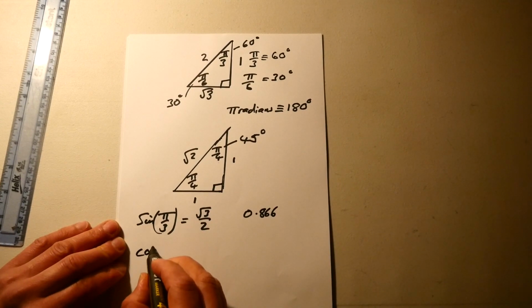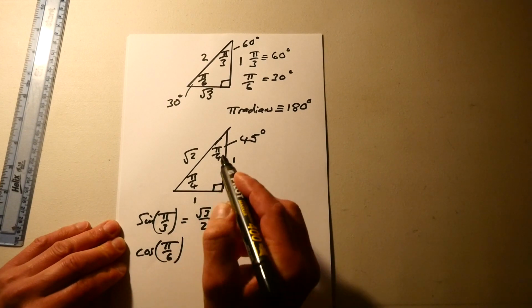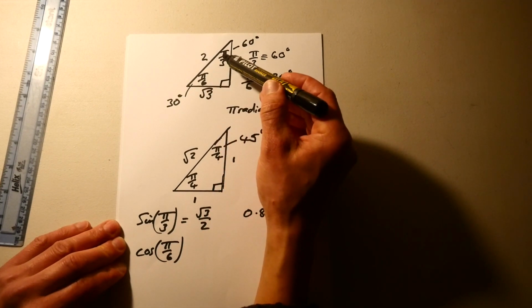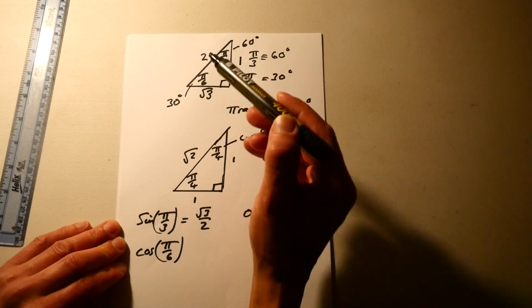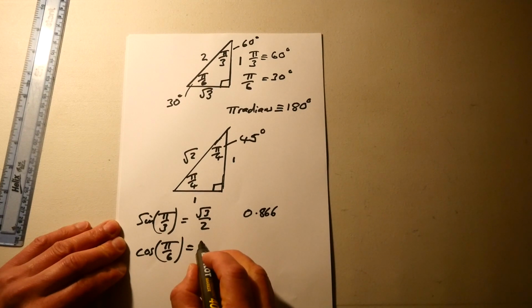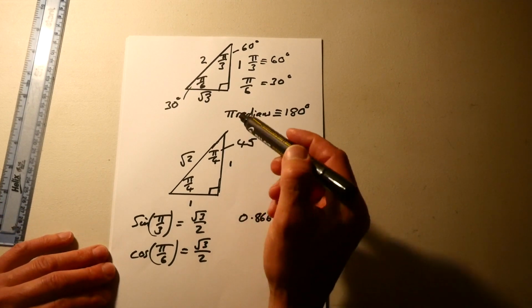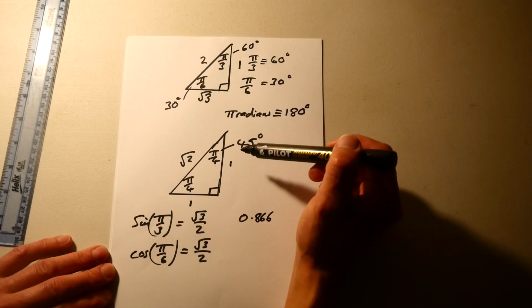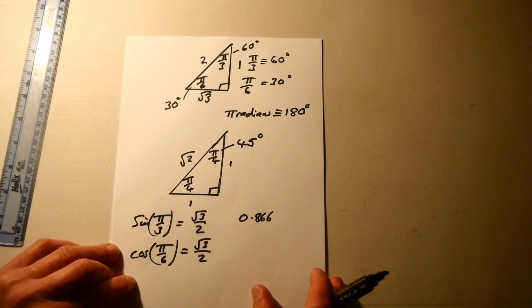Cosine pi over 6 is adjacent over hypotenuse. So sine is opposite over hypotenuse, sine of that angle. The sine of this angle is adjacent, which is equal to the cosine of pi over 6, which is root 3 over 2. Okay? So these are the special angles, very useful triangles to know, and I'll elaborate in further videos on how they can be used more.